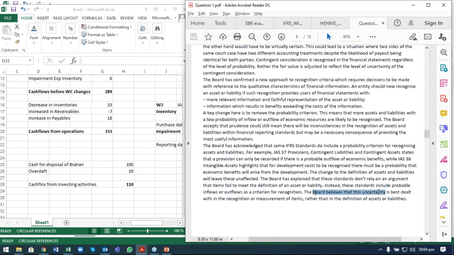The board believes that this uncertainty is best dealt with in the recognition or measurement of items rather than in the definition of assets and liabilities. So for these two standards, IAS 37 and IAS 38 for development criteria, the board has not changed the definition or the recognition criteria based on those items or based on the changes in the conceptual framework definition. So that's the main idea of the new conceptual framework.